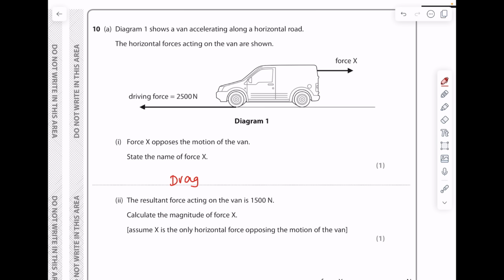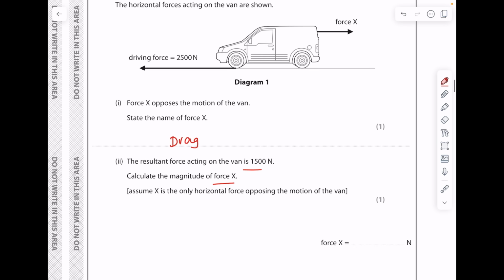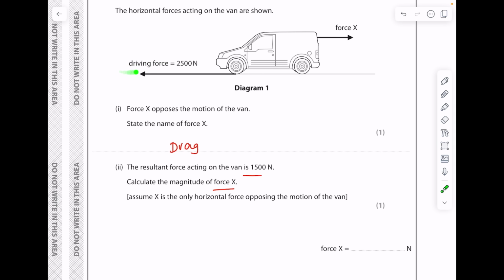The resultant force acting on the van is this. Calculate the magnitude of force X. Assume X is the only horizontal force opposing the motion of the van. We have a driving force acting in this direction. We have force X acting in the opposing direction, and the resultant force is 1,500. So actually, your resultant force equals your driving force minus force X. So you just need to solve that equation. To get 1,000 newtons.